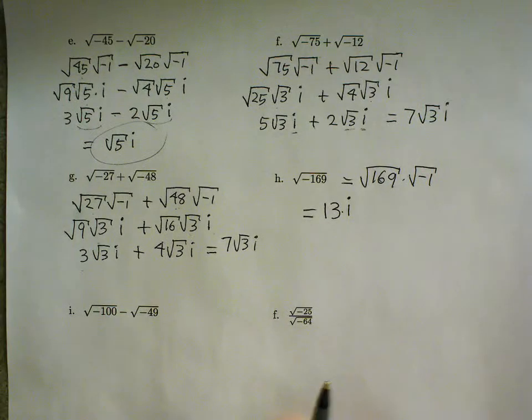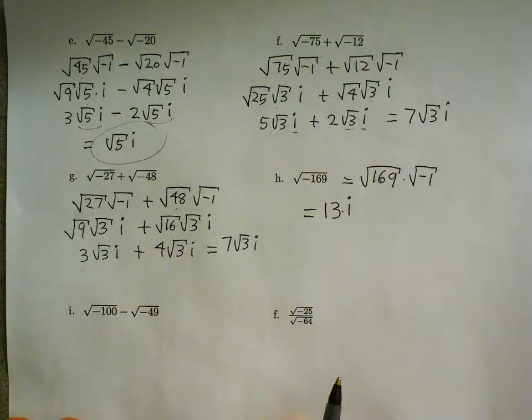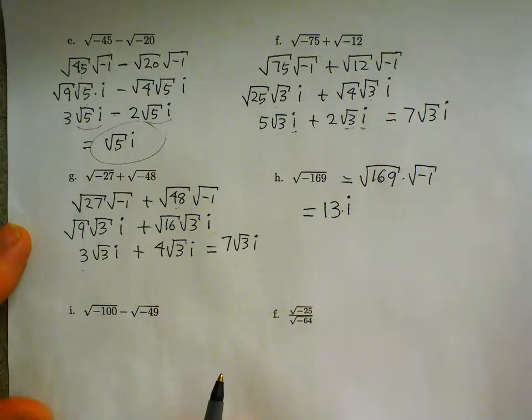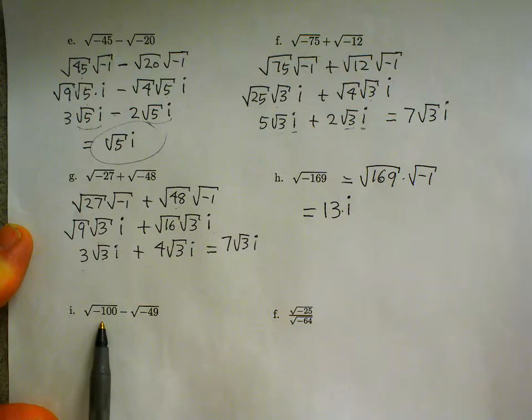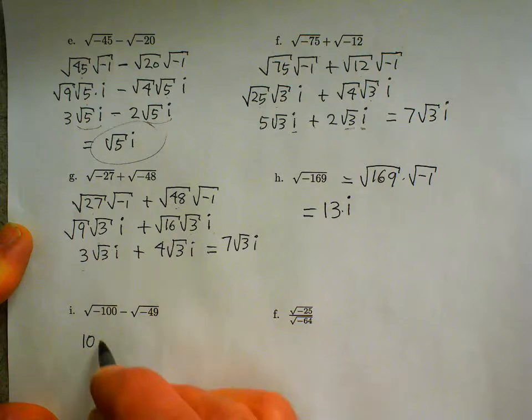Okay, the next one, the square root of negative 100 minus the square root of negative 49. Okay, with a little practice, we can do some things without writing everything down in detail. So we can just think of the square root of negative 100 as the square root of 100 times the square root of negative 1. And the square root of 100 is 10, and the square root of negative 1 is i. So in other words, the square root of negative 100 simplifies to 10i.